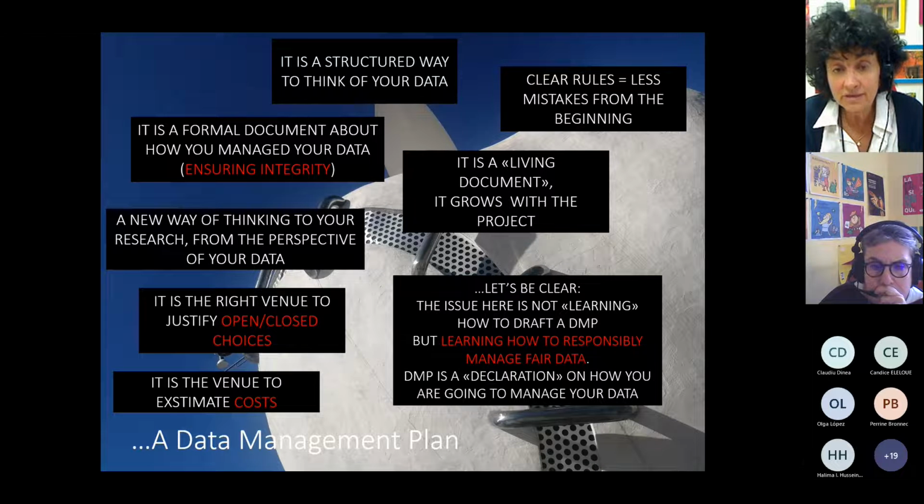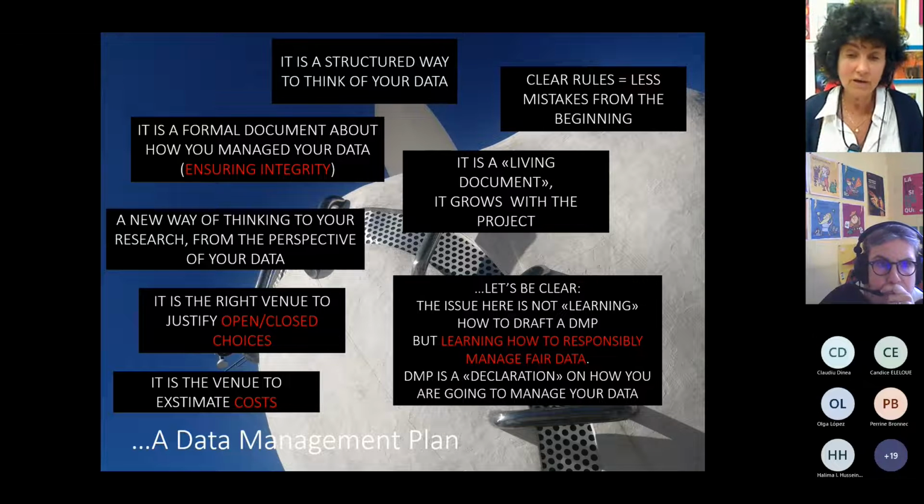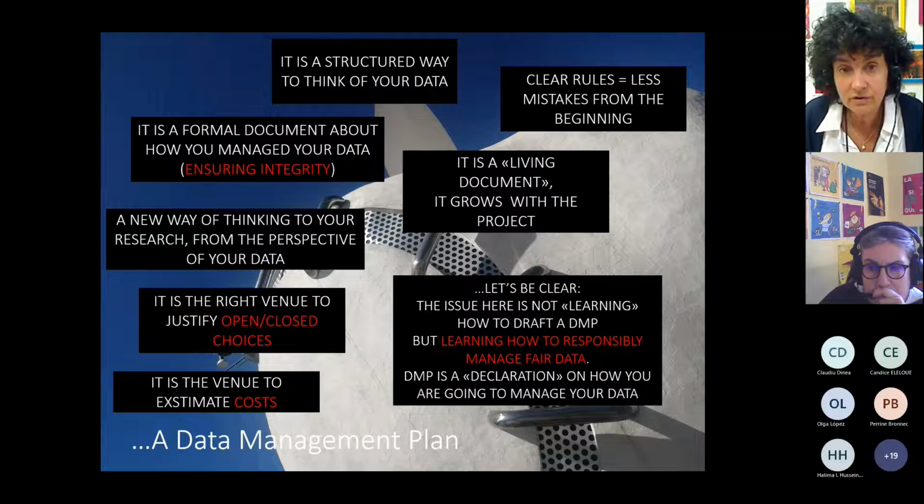The DMP is just a declaration of how you manage your data. But if you are not aware of how to manage your data in the first place, the DMP is an empty document, okay? It's a waste of time for you and for the project officer.